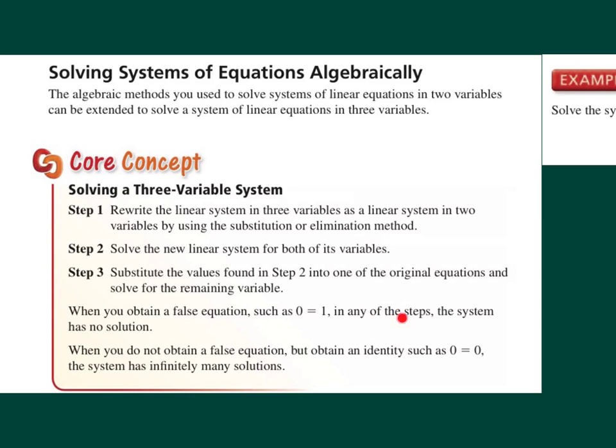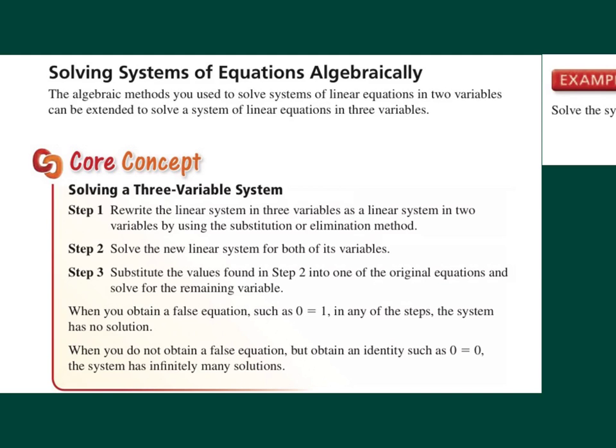So we have a false equation when 0 equals something, or basically whenever you obtain a false equation, you're going to put no solution right away. You don't have to continue working out the problem. But if you don't obtain a false equation, you have something such as 0 equals 0. The system has infinitely many solutions, and you can actually write it out as some kind of ordered triple.